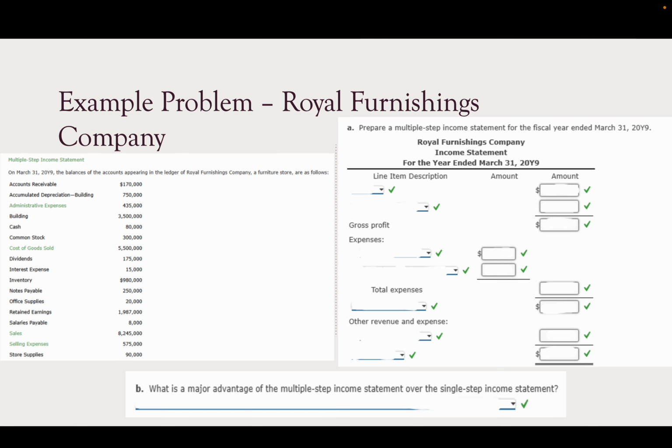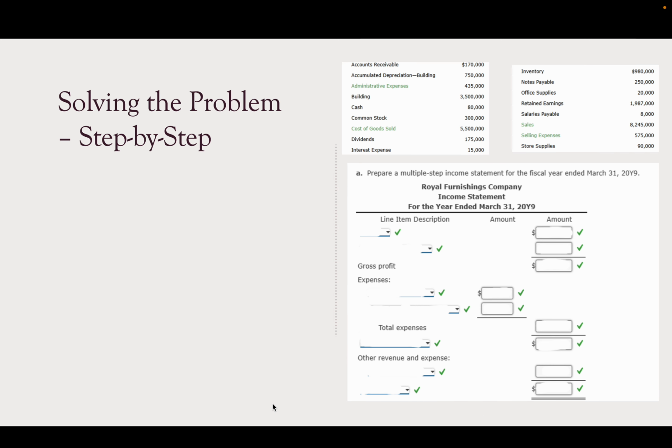So this is our example for the day. So we have the multiple step income statement. Here it is, and we'll answer A and B. We'll start off with A.